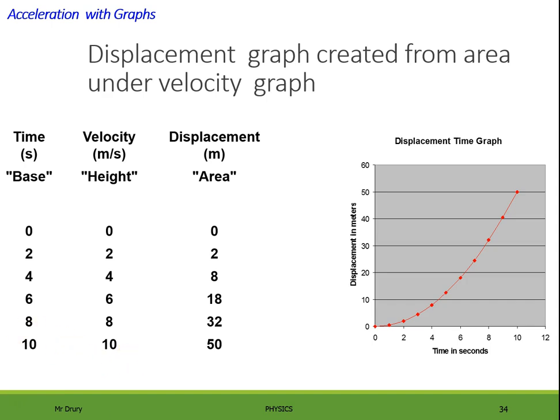Okay, here's the original data we had on the last slide of time and velocities. We were able to calculate the displacements by taking the area underneath the velocity time graph. And here what I did is I took those displacements from the area underneath the velocity time graph and I plotted them. And it does indeed create a curved line as we anticipated.